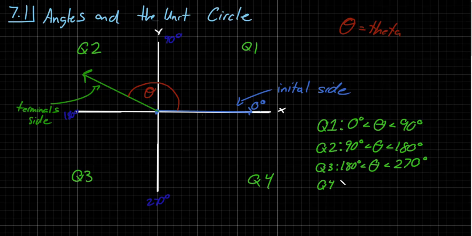Okay, what about quadrant 4? 270 to 360 degrees. Those are the quadrants and what angles are in which quadrant.